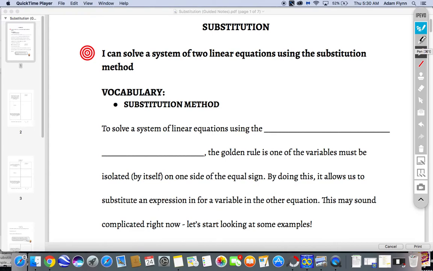Hey everyone, in this video I will be going over the substitution method for solving systems of linear equations. Our learning target is: I can solve a system of two linear equations using the substitution method.